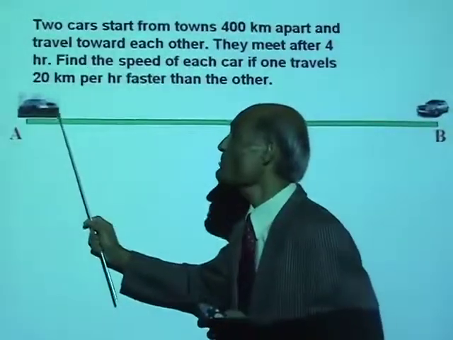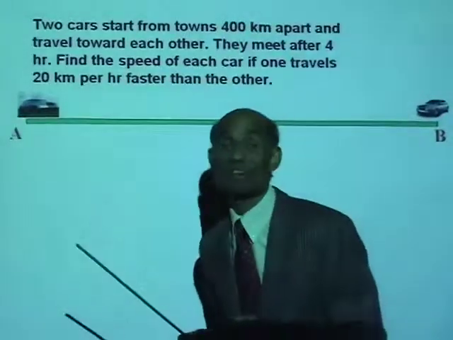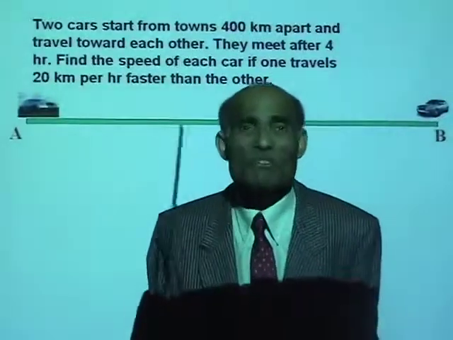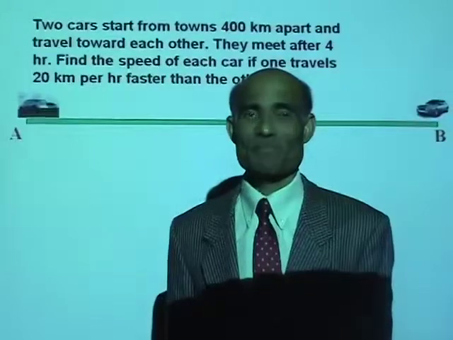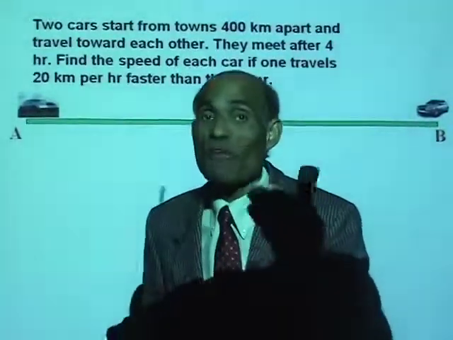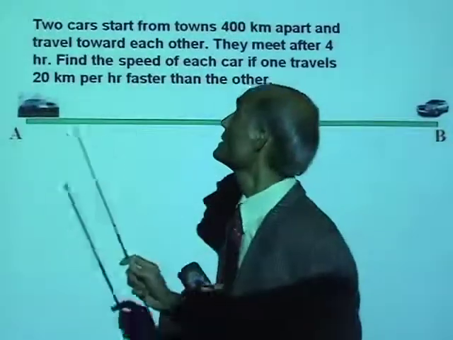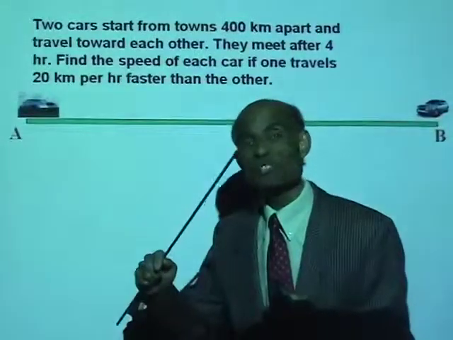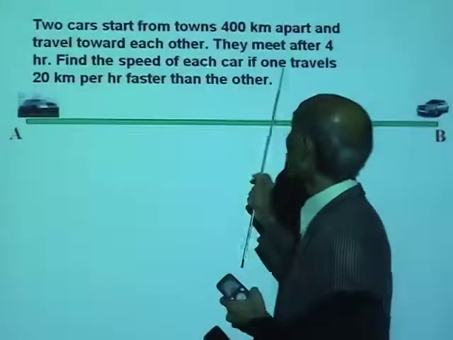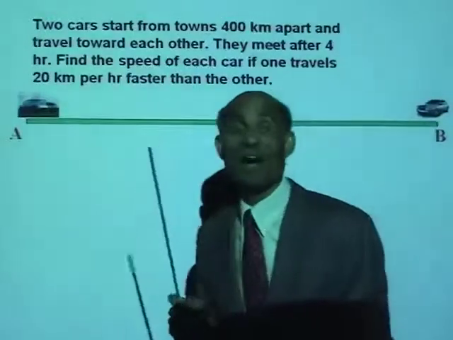That means car A will be traveling for 4 hours. Car B will also be traveling for 4 hours. What is it that we need to find? Find the speed of each car. Well, I have asked you again, if you are told to find something, you need to call that X. But here, we were told to find the speed of each car. Now, we are also told that one travels 20 kilometers faster than the other.